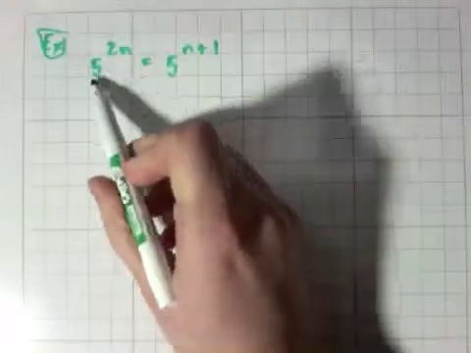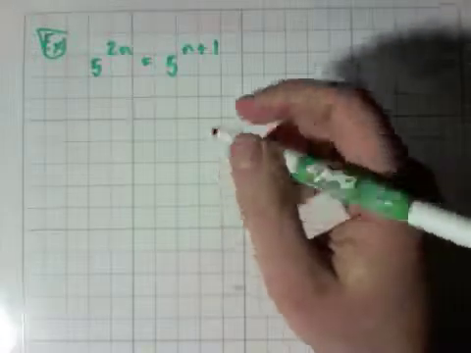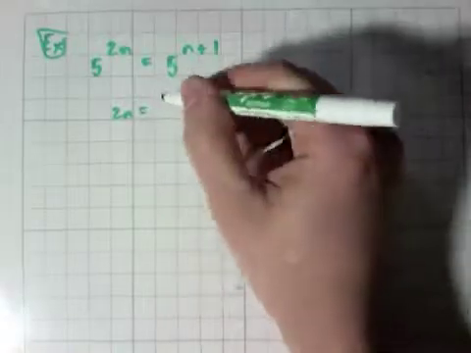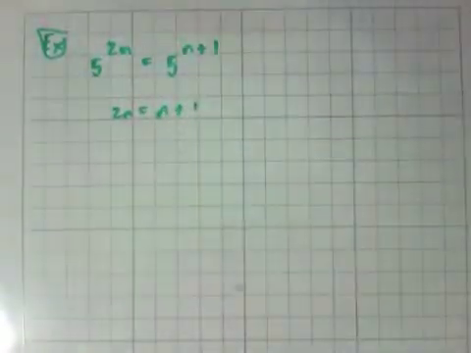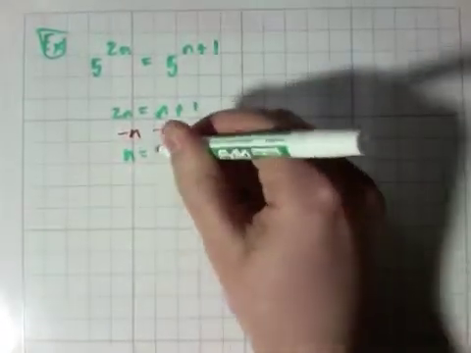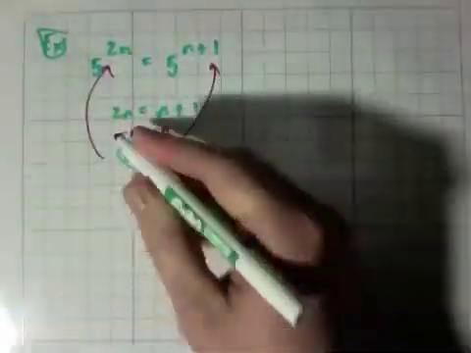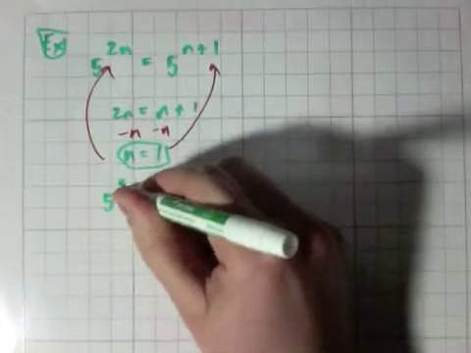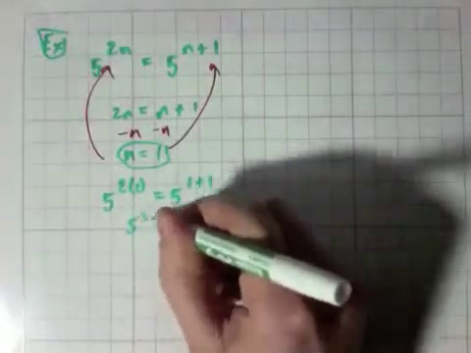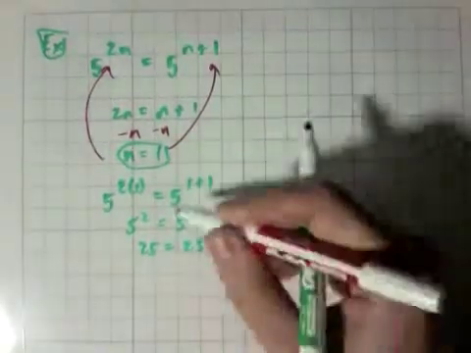All right, the idea is if I have two things of the same base equal to each other, I can actually boil this down or reduce this to just being the exponents being equal to one another. So 2n must equal n plus 1. And now I could solve this normally, subtract n from both sides, and I'd have n equals 1. And notice if I plug 1 back into the original problem for both values of n, I would have 5 to the 2 times 1 equals 5 to the 1 plus 1, and 5 squared equals 5 squared, or 25 equals 25, being a true statement.